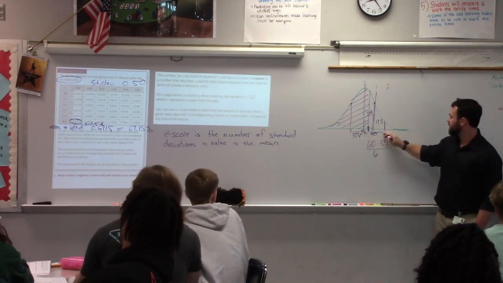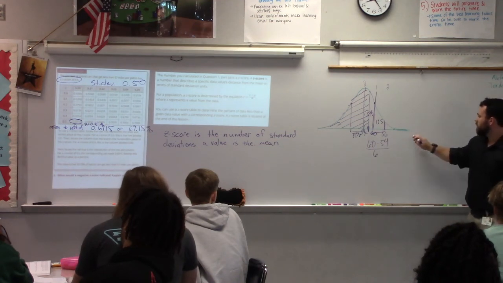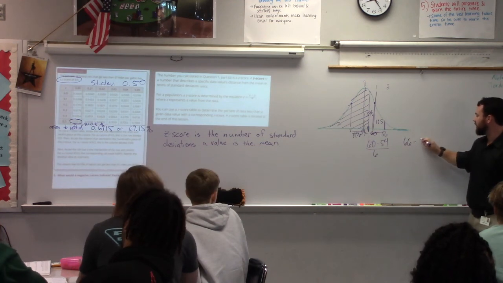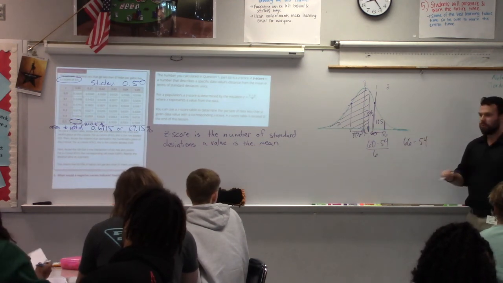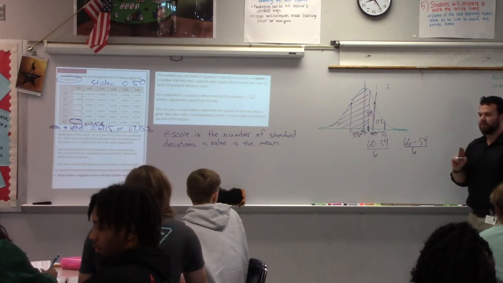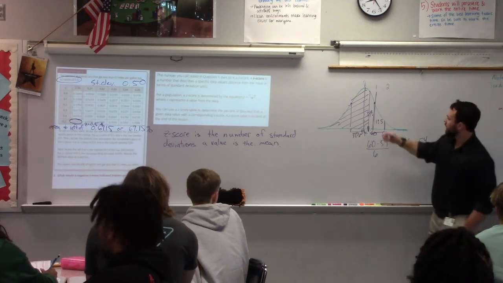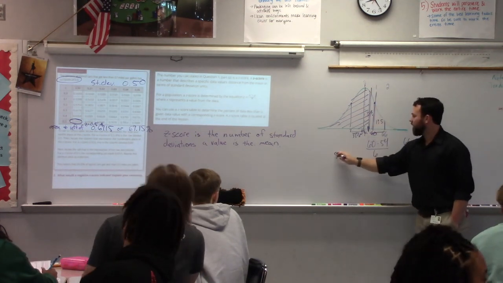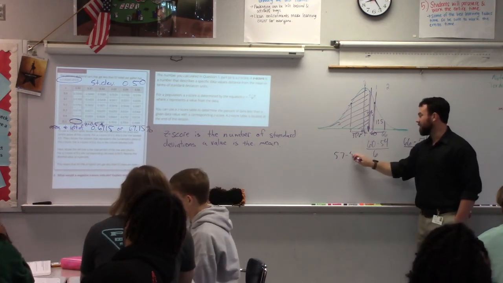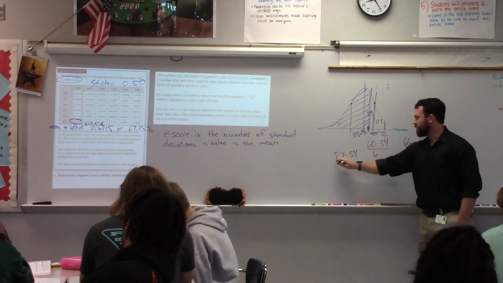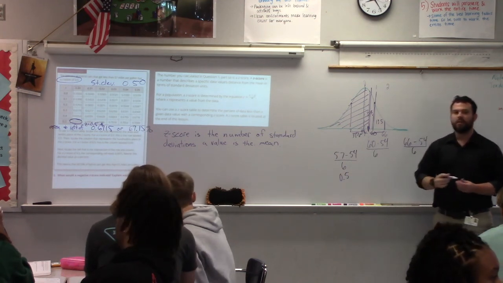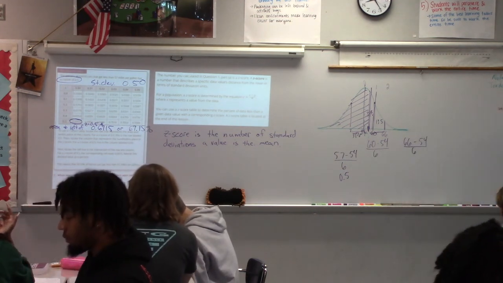Now if I look at 66, how far is 66 from 54? 12, so 66 minus 54. Divided by the standard deviation gives me 2. That's the number of standard deviations. If you look at 57, how far is 57 from the mean? It's 3, you get that by 57 minus 54, and then divided by the standard deviation, which is 6, gives 0.5. That's what we mean by a z-score, the number of standard deviations from the mean.